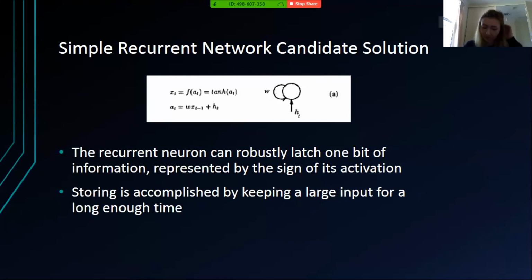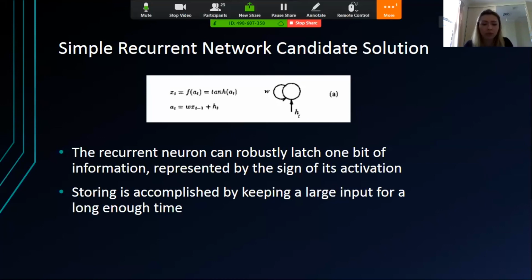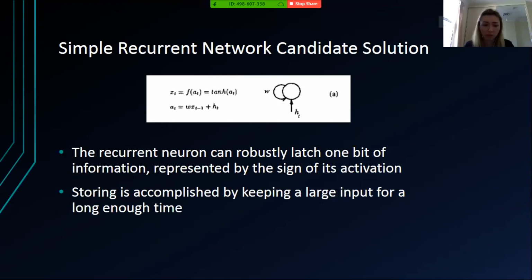Okay. All right. So, a simple recurrent network candidate solution. Experiments on this minimal task that was defined were performed with a single recurrent neuron. This is the neuron in figure A. And this recurrent neuron can robustly latch one bit of information represented by the sign of its activation. Storing is accomplished by keeping a large input for long enough time. Small noisy inputs cannot change the sign of the activation of the neuron, even if applied for an arbitrarily long time. And so the robustness essentially depends on nonlinearity.